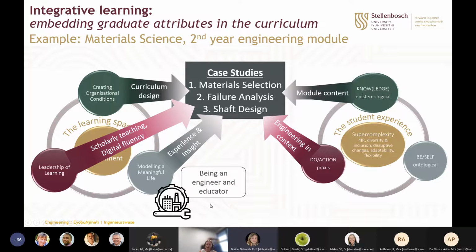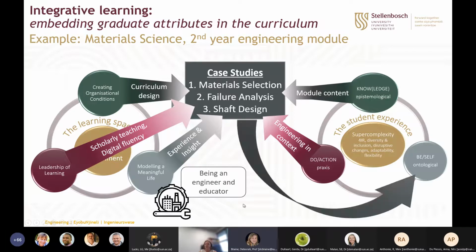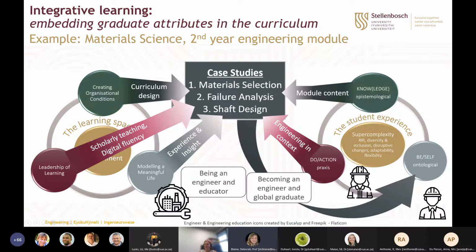So this is just inherent in being an engineer and an educator, is that your experience and insight will help you to be able to connect these dots and provide those connections for the students. So in doing so, you are then also helping these engineers grow their identity in becoming an engineer and in becoming a proud global graduate of Stellenbosch University.